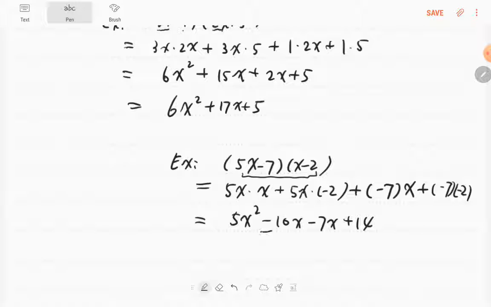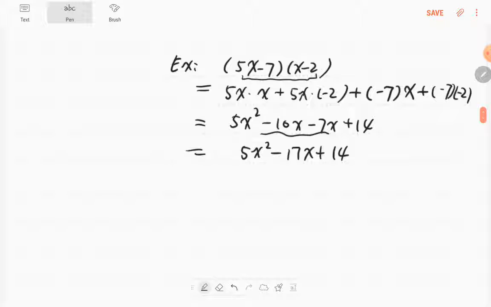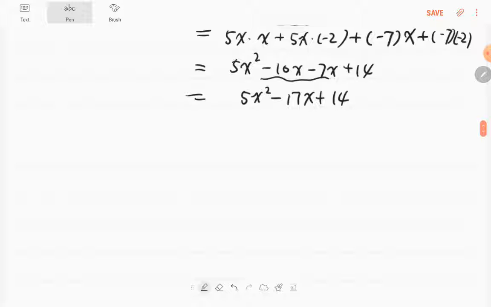So after that, don't forget, we have the like terms. Then we need to combine the like terms to simplify our answer. Okay, this one is called the FOIL method, but if you already know the distributive rule, this one is just the same. It just reminds you of the order to do the multiplication. You will always get the same answer by using the FOIL method and the distributive rule.